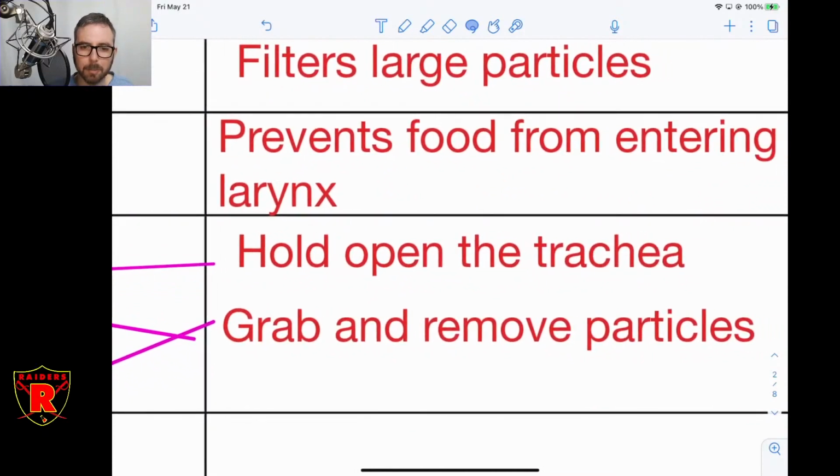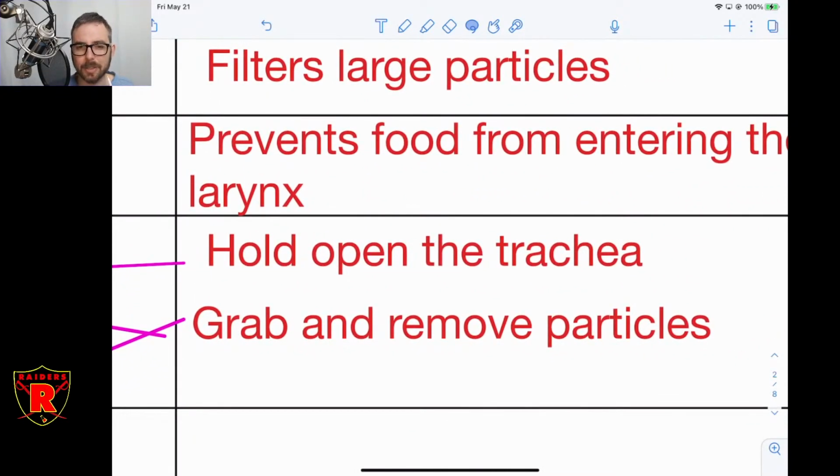Okay, so that's the bottom part here, which is that ciliated epithelium grabs and removes particles. So cool. You have like a little cleaning system inside. I love it.